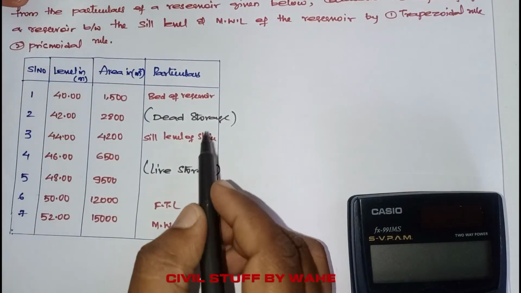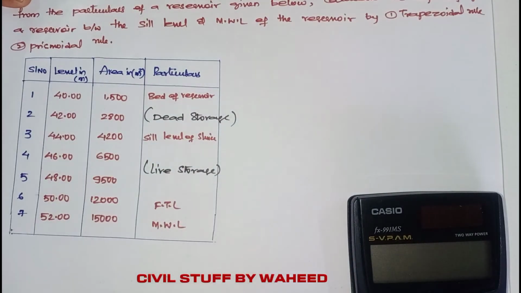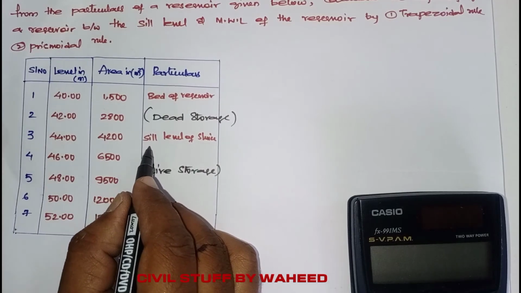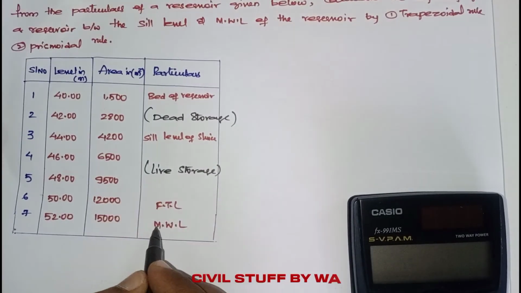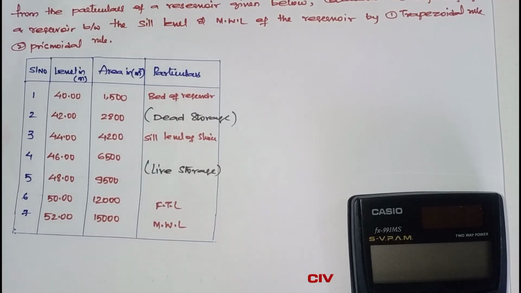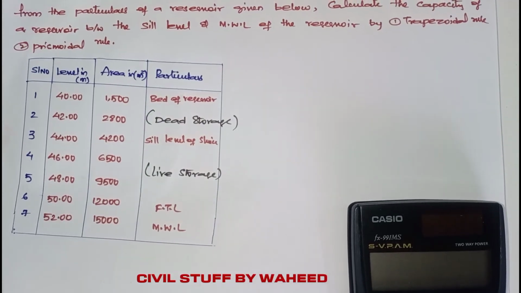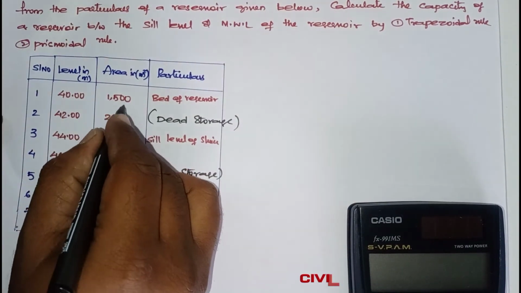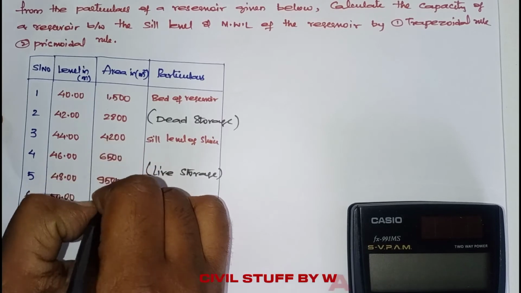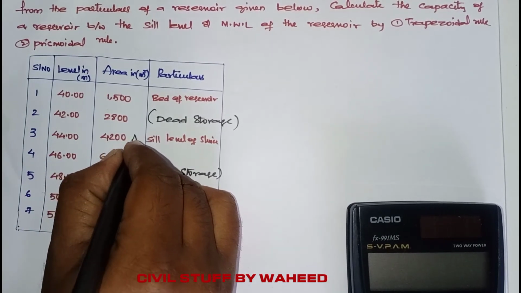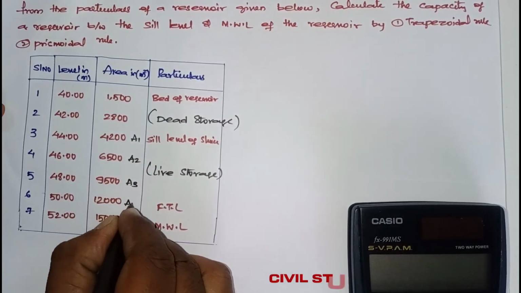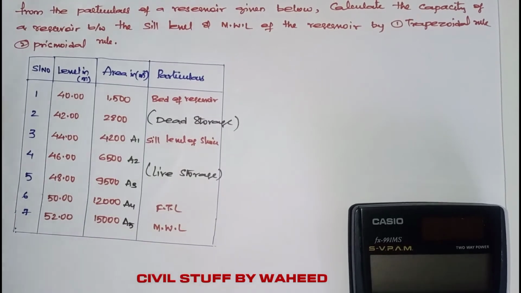Now here in this question they are asking to find the capacity between sill level of sluice and maximum water level, which means live storage. That's all. Simply they are asking indirectly for live storage. For that you must not consider these areas, only these areas are to be taken. Now this I will write as A1, A2, A3, A4 and A5.